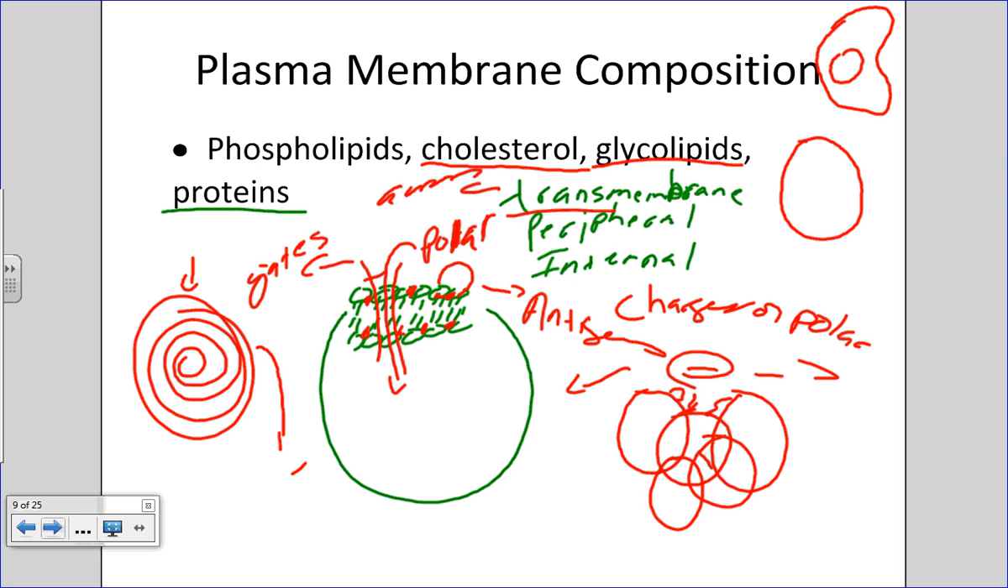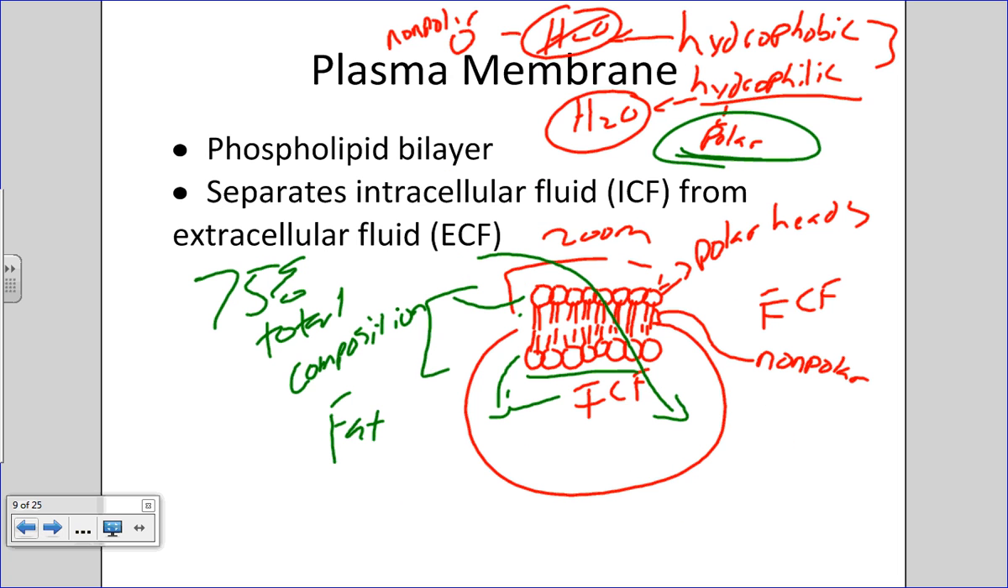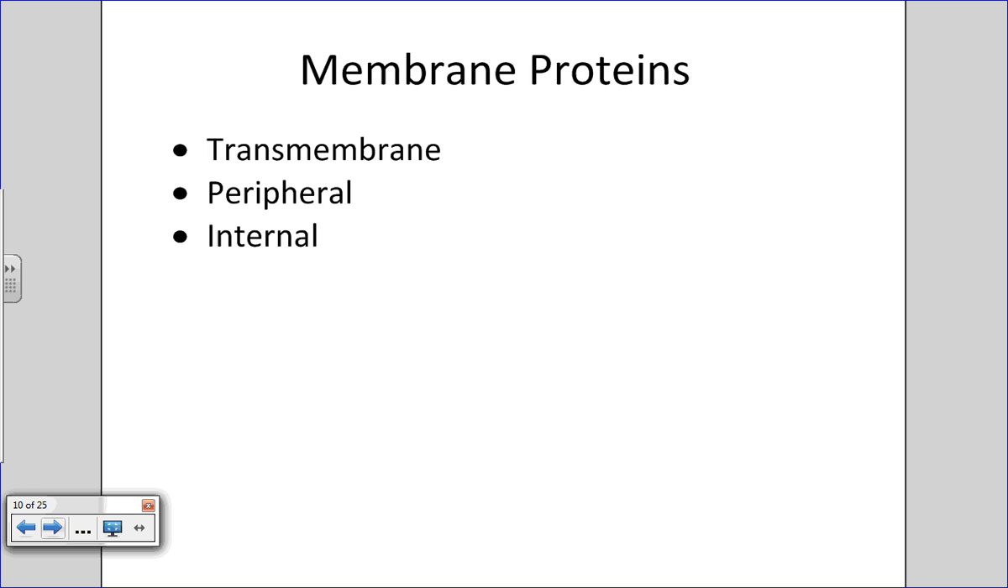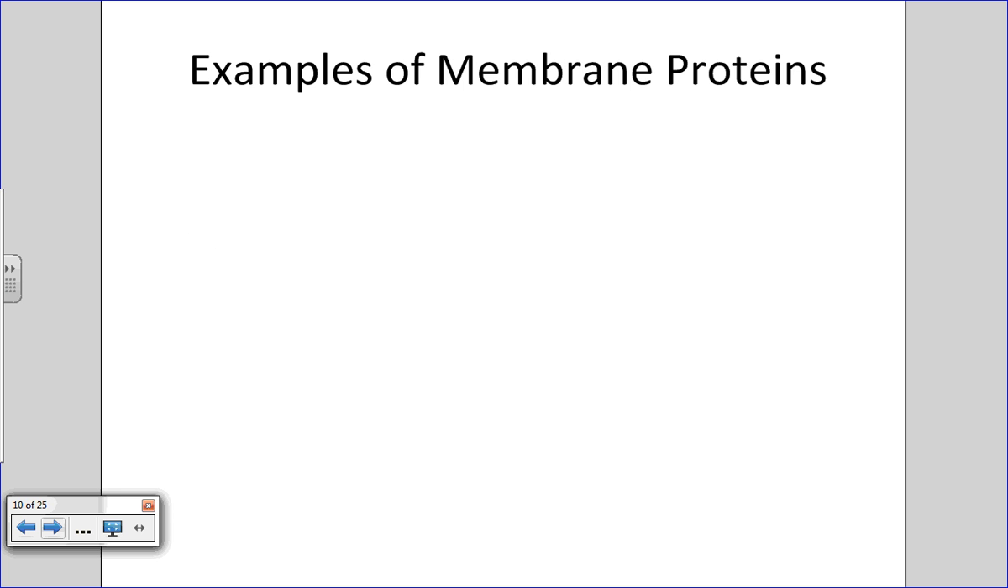And there are some cells that need to be more flexible than others. I'll talk more specifically about these later on. But that's the general structure and the general layout of the plasma membrane. I already talked about the plasma proteins, so let's talk about some more specific examples of these membrane proteins.